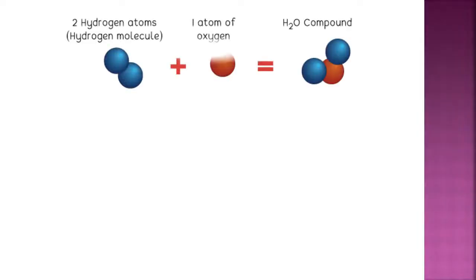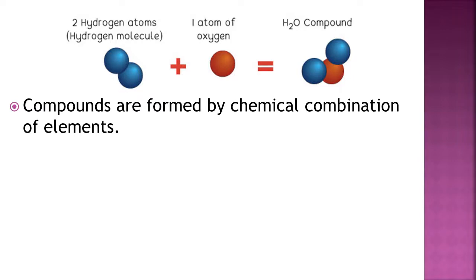Alright, in the previous standard we have seen how compounds are formed by chemical combination of elements. Chemical combination means, for example, the formation of water. To form water, two hydrogen atoms combine with one oxygen atom to form one water compound, or water molecule we can say. So a chemical reaction takes place between hydrogen and oxygen to form water.